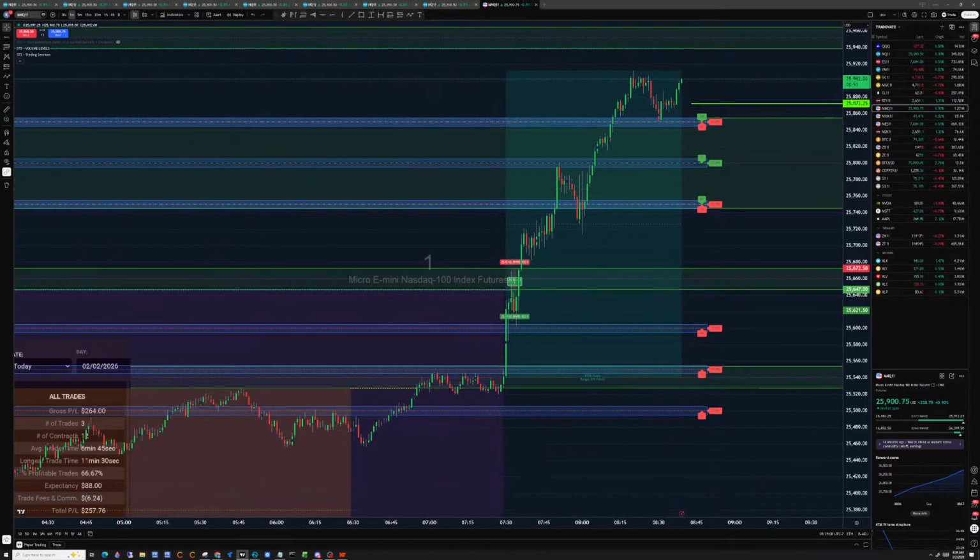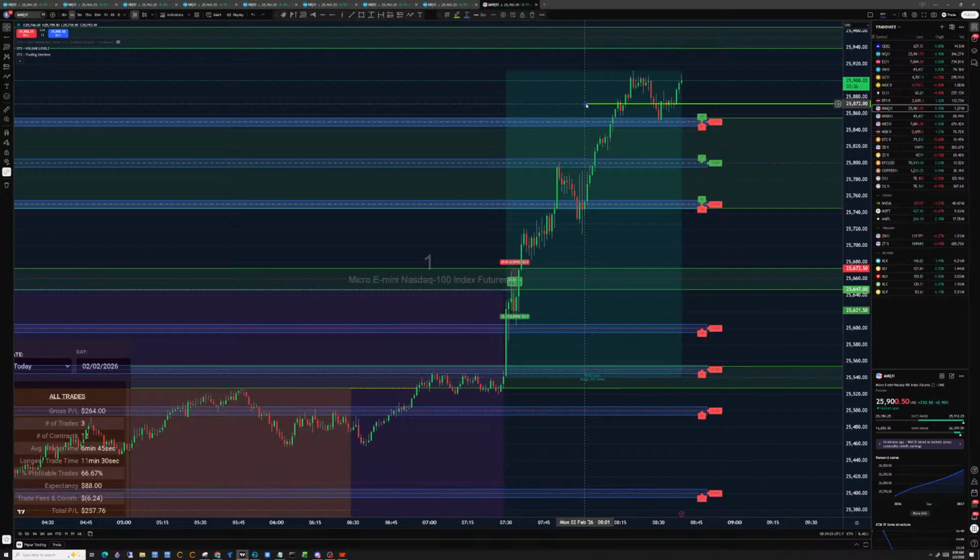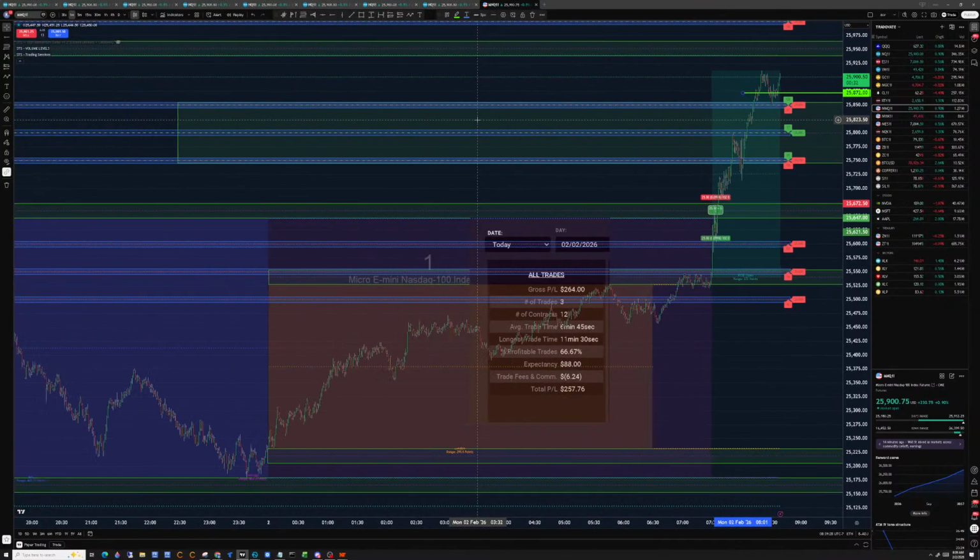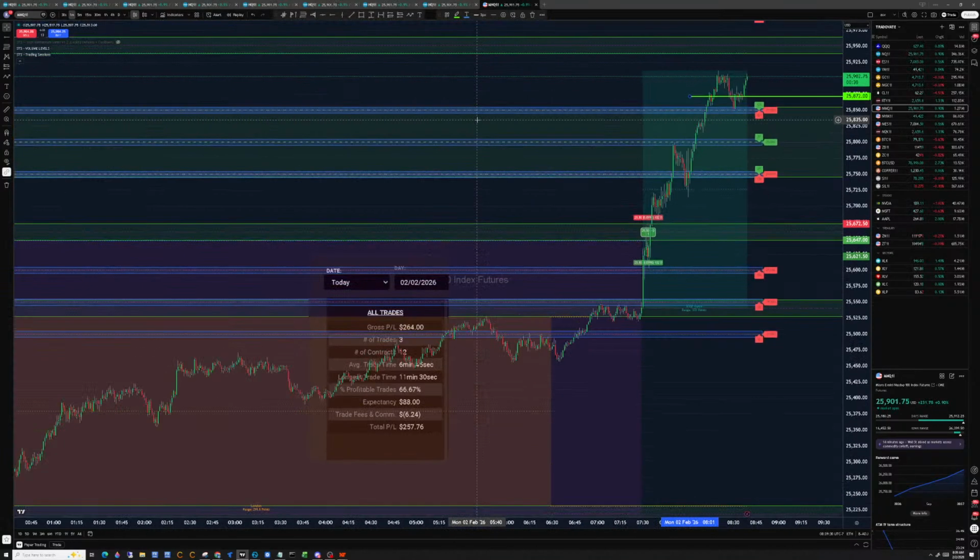Right about there. On MNQ, 2,000 contracts traded at that price today. And considering that's the first time we've reached this level today, we only touched here, right? Only in those areas. I'm pretty sure that was it.